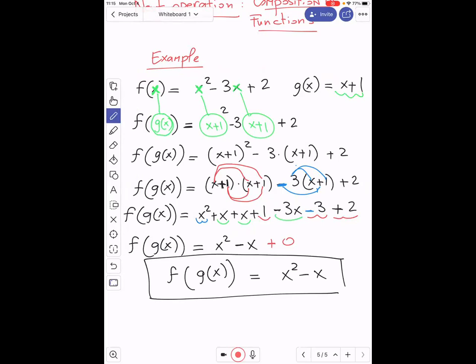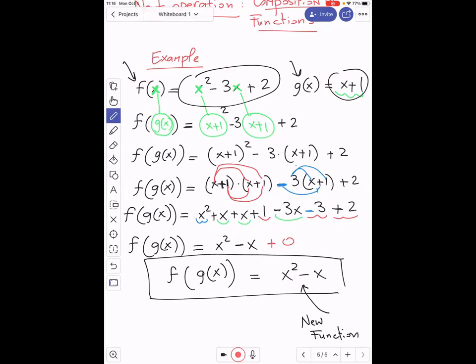So the thing here, guys, as you can see, I started with 2 different functions, f and g, right? f is x squared minus 3x plus 2, and g is x plus 1, right? And now I got a new function, right? This is x squared minus x. This is different from f and g, right? This is a new function, right?